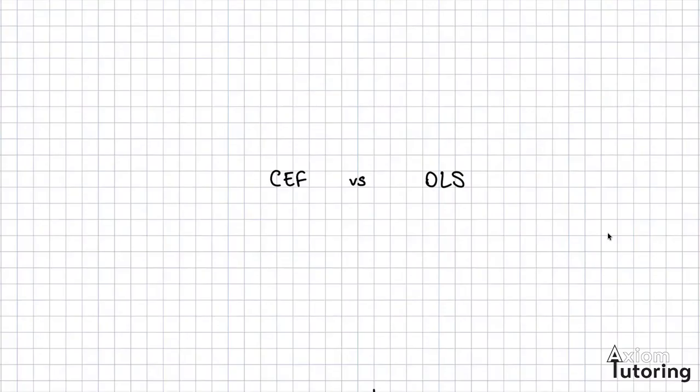And the CEF is the real pattern that connects your y to your x. The thing is, we rarely know that function. So how do we estimate it? Well, that's exactly when the OLS steps in, because the OLS is the best linear approximation of that real pattern.